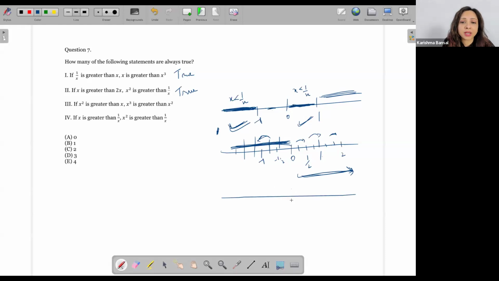Okay, let's look at my third statement. If x square is greater than x, now this is what I usually expect, right? X square greater than x is, of course, all the numbers greater than 1. But we just said x square is special because x square is always positive. So for all the negative numbers also, x square is greater than x. So this holds when either x is greater than 1 or it is less than 0.